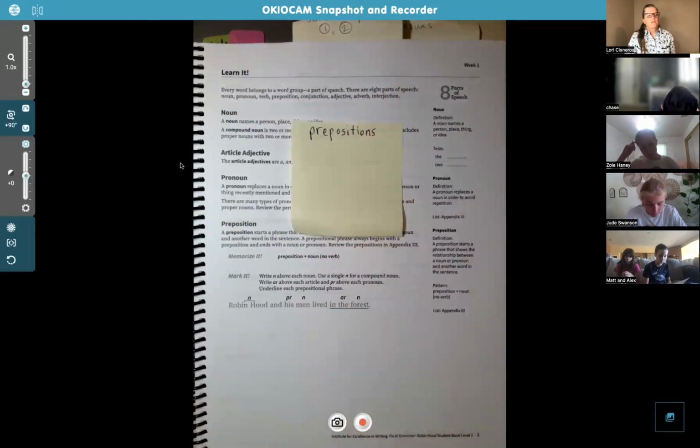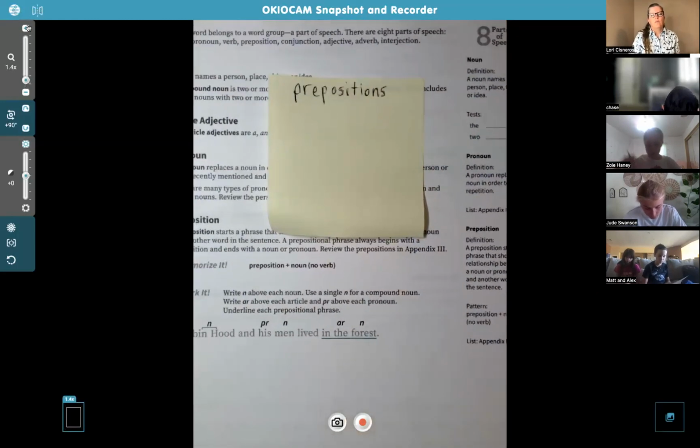So the word is prepositions. Hopefully you can see that. I'll zoom in a little bit. There you go. Prepositions. Now, give me a thumbs up if you got your sticky note ready. Good. Okay.